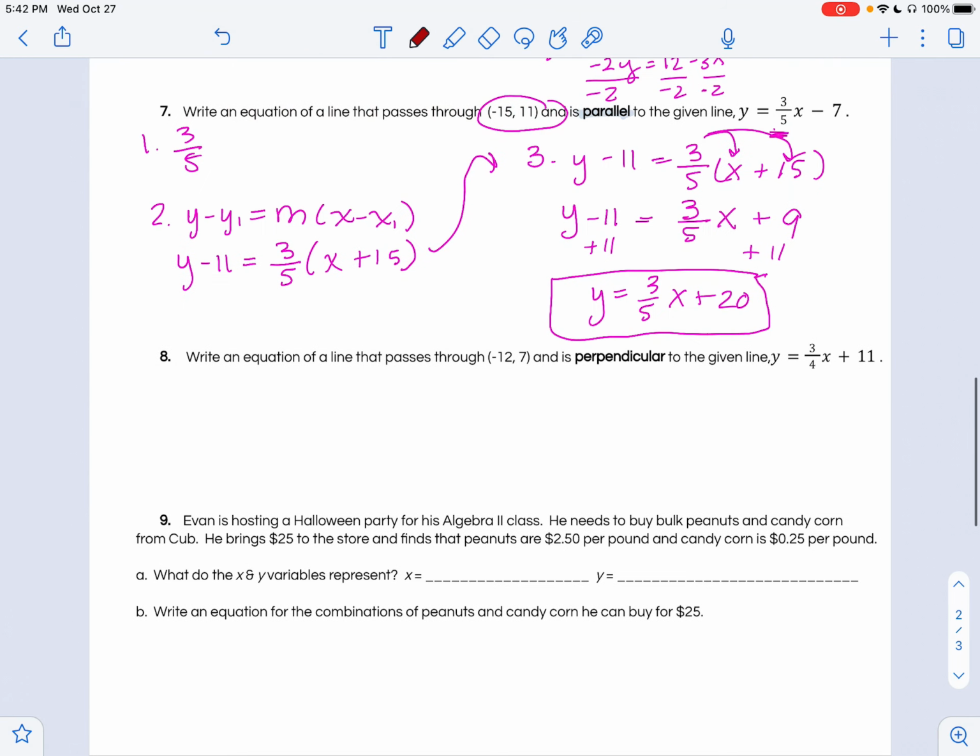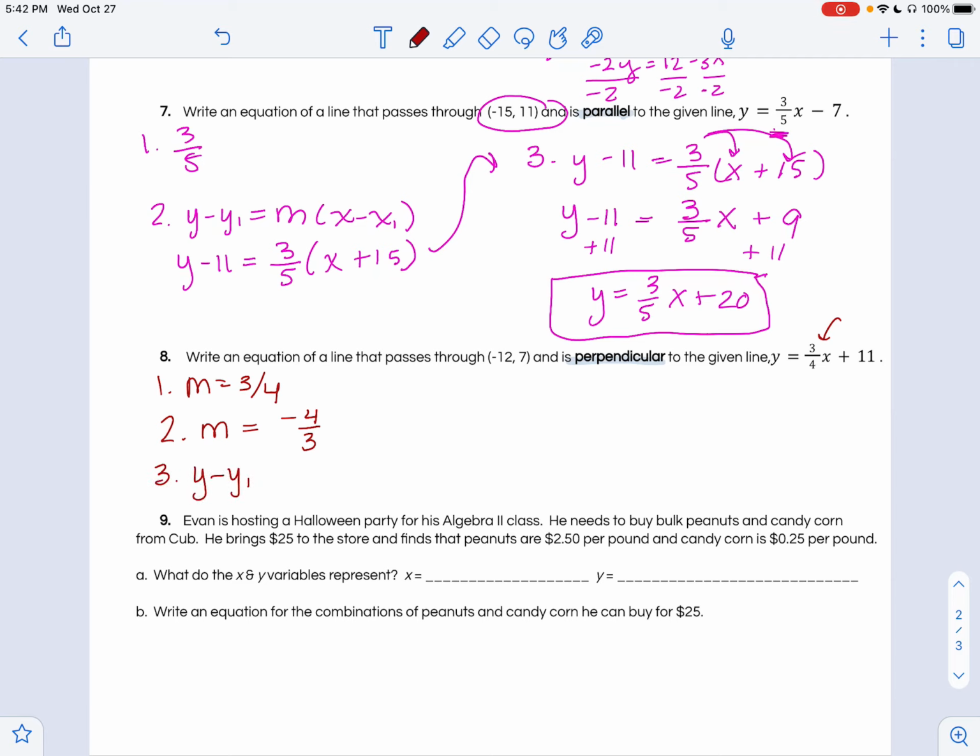All right, so now I'm going to do perpendicular. Perpendicular had 4 steps. Step 1 was to identify the slope. So I'm looking right here. The slope of this line is 3/4. Step 2 is to flip it, find your new slope, and switch the sign. So -4/3 is my new slope.